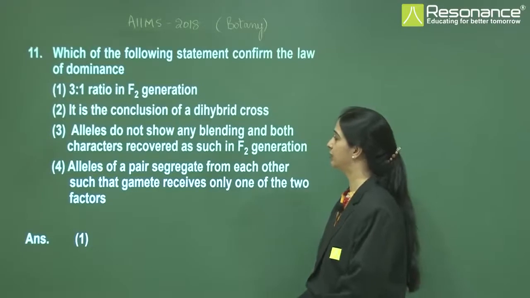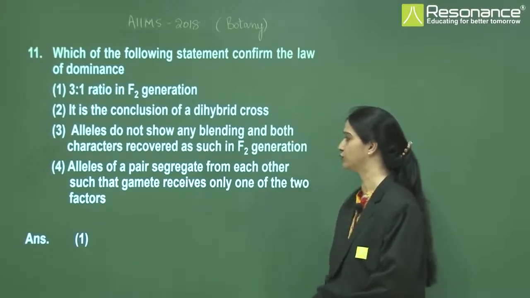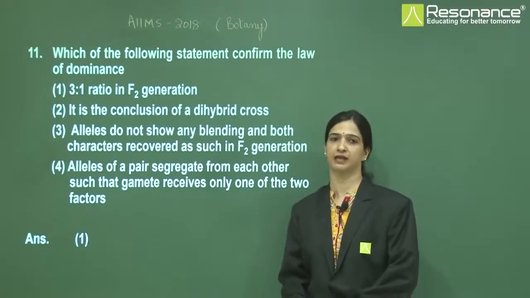And fourth, alleles of a pair segregate from each other such that a gamete receives only one of the two factors. This is again the explanation of the law of segregation. So here the correct answer will be 1.